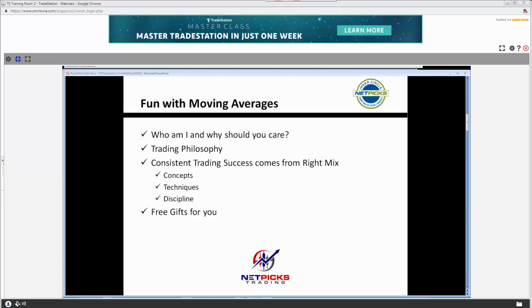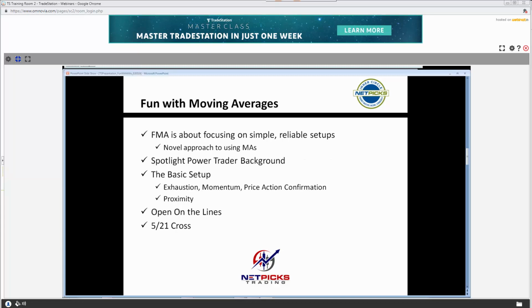Okay, so fun with moving averages, it's about focusing on simple, reliable setups. That is kind of the whole theme of the Spotlight Power Trader in general, to shine a spotlight on high percentage trades. The word power is referencing the 12 powers to successful trading. That's a white paper report that I'm including in your bundle of gifts, but many of you probably even have it, but I don't know that you're paying enough attention to it. If you cover all 12 of those powers with your trading, you're going to be in the strongest position you could possibly be in for success, and far better off than the person on the other side of your trade.